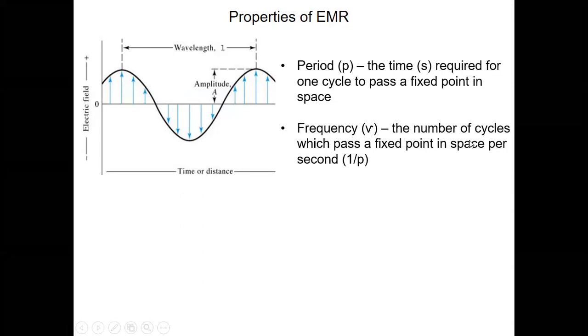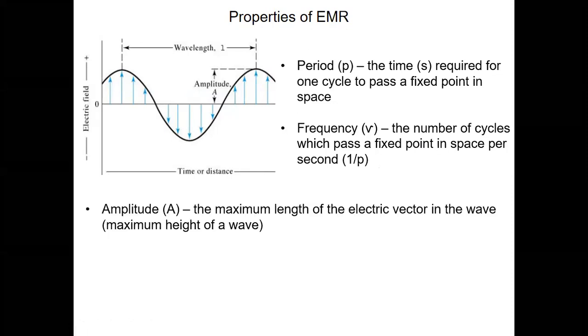Frequency is the number of cycles which pass a fixed point in space per second. Those are the normal definitions of a wave, and they are applicable for electromagnetic radiation as well. And the amplitude is the maximum length of the electric vector in the wave, or the maximum height of a wave.